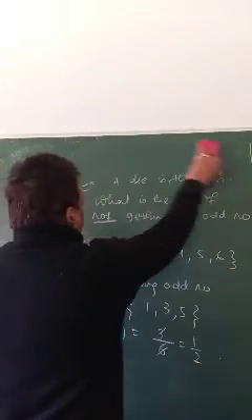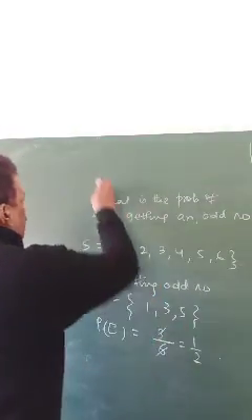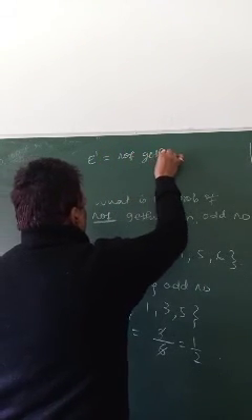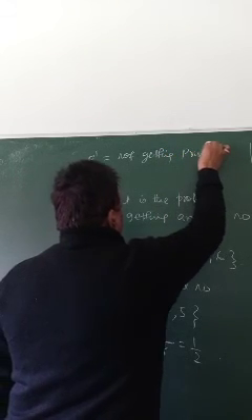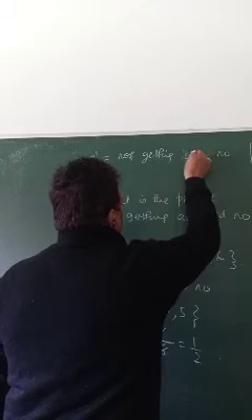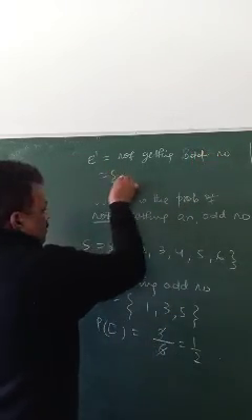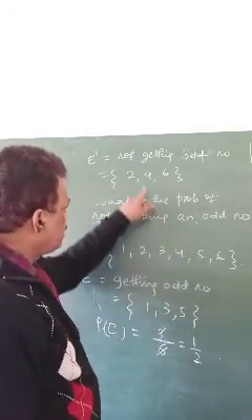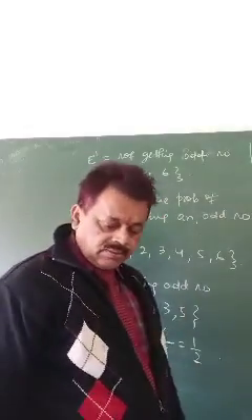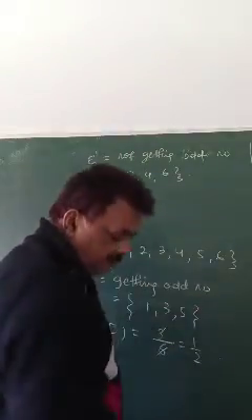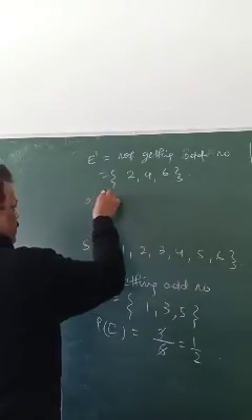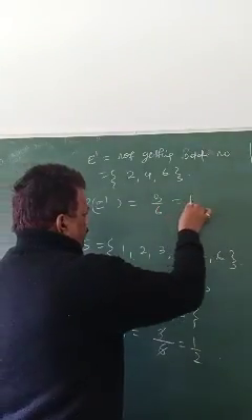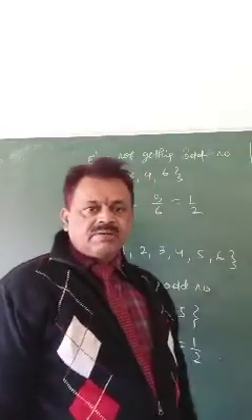Suppose E dash is not getting an odd number. That means 2, 4, 6. Remember, these two are disjoint, no common element. Okay, then you will have the complement. What is the probability of E dash? Now this is also 3 by 6. Always it is not the same. Only here it became the same.